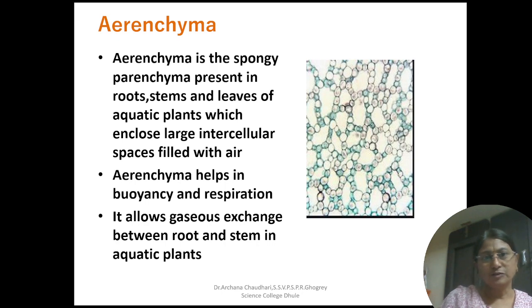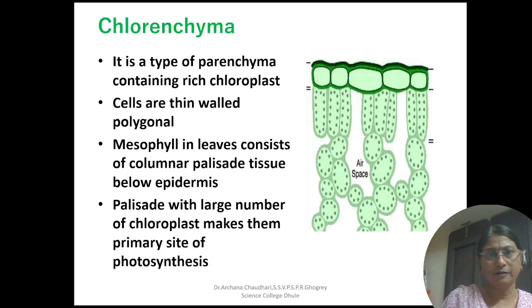Aerenchyma is a spongy type of parenchyma and is present in the root, stem, and leaves of aquatic plants, which enclose large intercellular spaces, and the aerenchyma helps in buoyancy and respiration. They are air-filled cells. It allows the gaseous exchange between root and stem in aquatic plants.